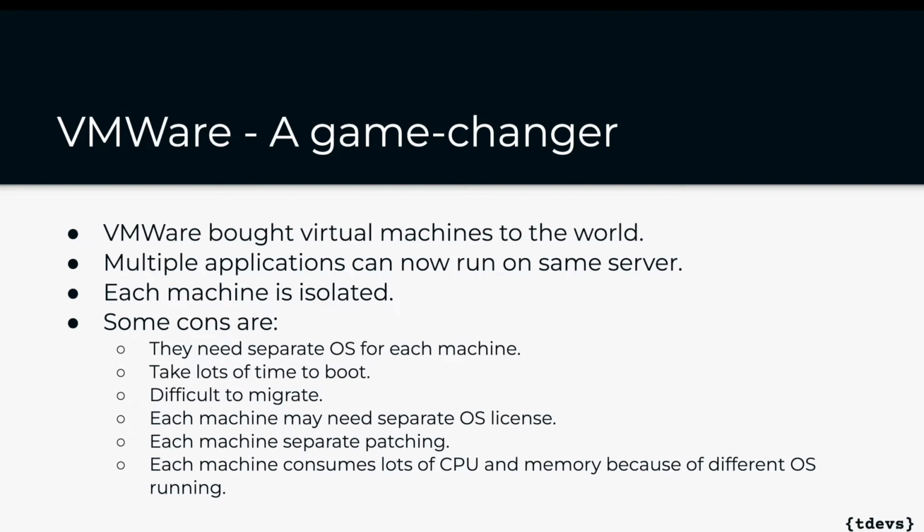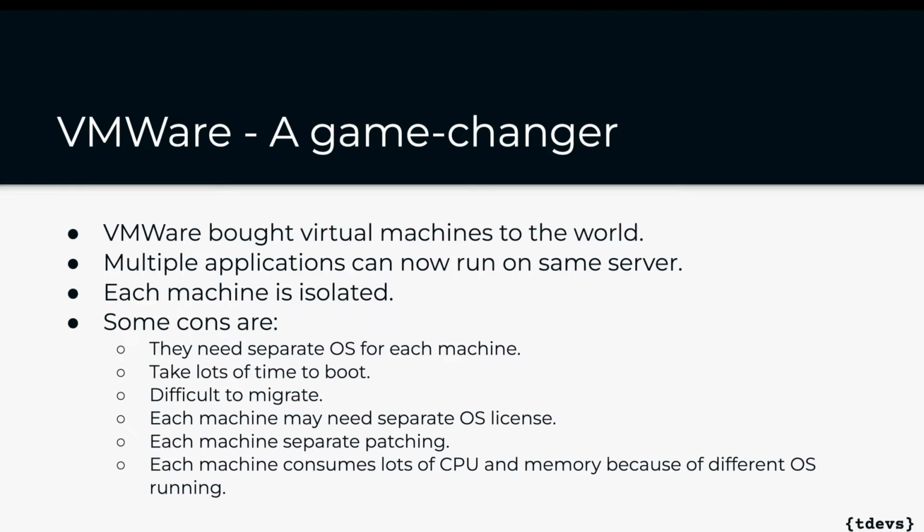Now to counter this problem, VMware came up with a new virtualization technology. They call it virtual machines. Now what is a virtual machine? A virtual machine is a kind of isolated operating system. Each operating system is isolated, and on a single server multiple operating systems can be deployed.